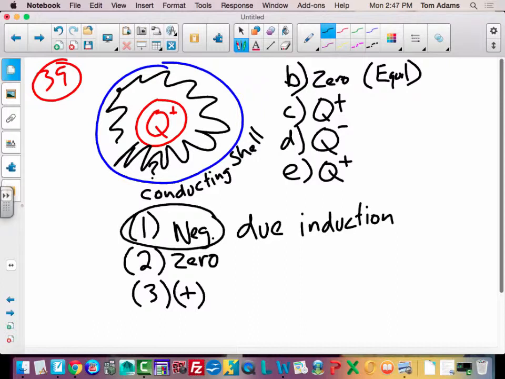The inner surface of the shell, so that should be, if it's in a state of equilibrium, negative Q by induction and the conservation of charge. So it's just being moved from one place to another. And then it asks lastly, what about the outer surface of the shell? Well, then that should be a positive Q, because there's negative.